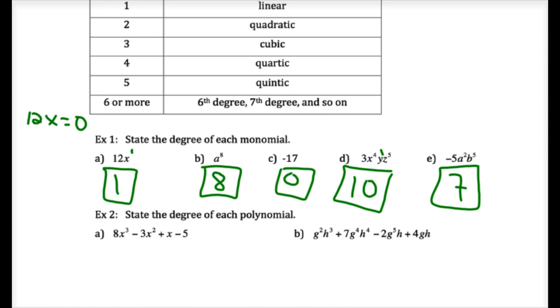Negative 17, there's no solutions to that because there's no variable. And you guys would never solve anything like D or E, but if you did, there'd be 10 and 7 solutions to it.